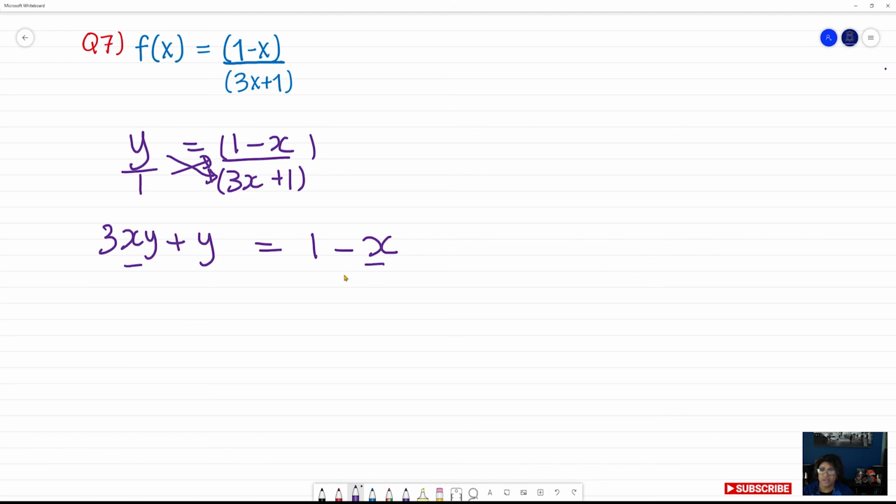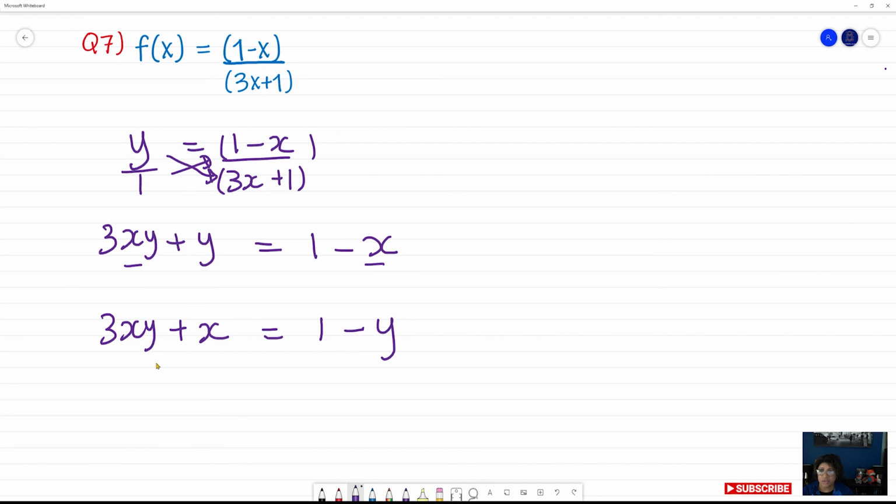Now I'm going to rearrange these and make sure I have anything with x on the same side and everything else on the other side. So I'm going to do 3xy and then it's minus x here, so I'm going to have plus x here equals to 1. So I'm getting rid of this positive y. On this side, it will be 1 take away y.